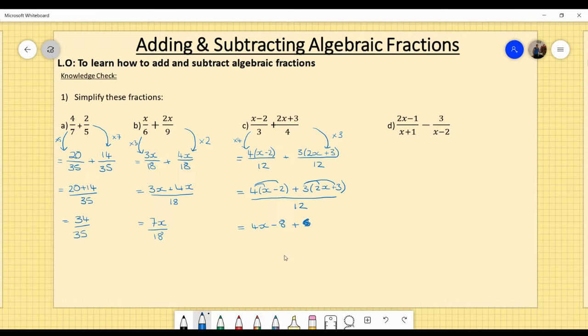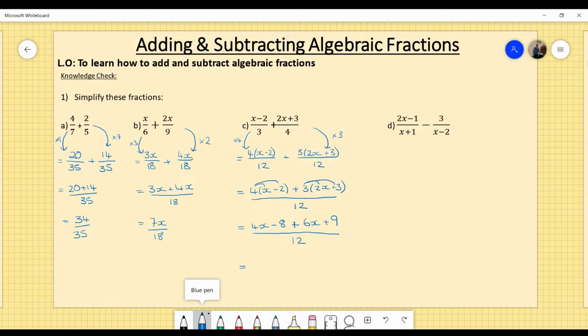6x. So I can't quite see that one very clearly, so let's make that a bit better. Bear with me. There we go. So add 6x, add 9, all over 12.